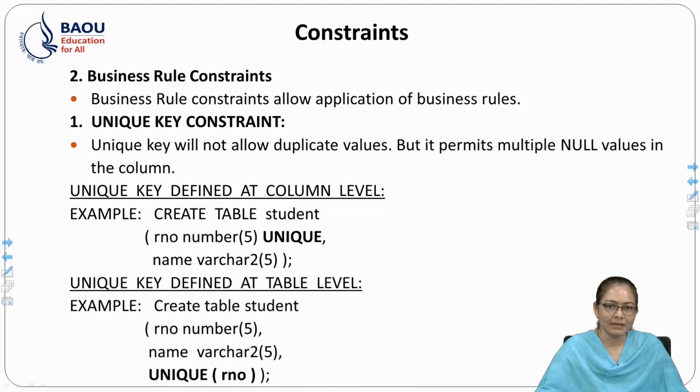Now the unique key defined at the table level. After the table is created, the unique key is defined. Here, create table student, roll number, then name varchar2 and then size. This table contains only two columns, roll number and name. After that, define the unique constraint, just the keyword unique and in the brackets roll number. So roll number becomes unique.